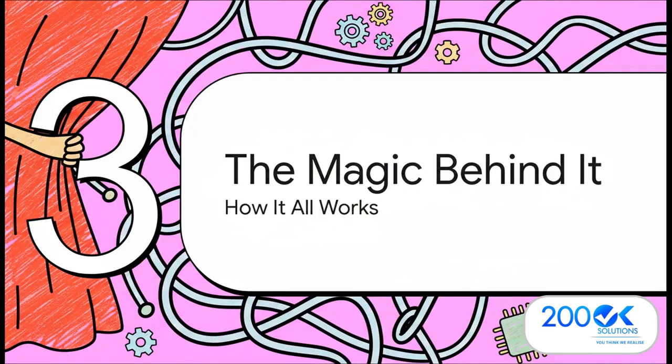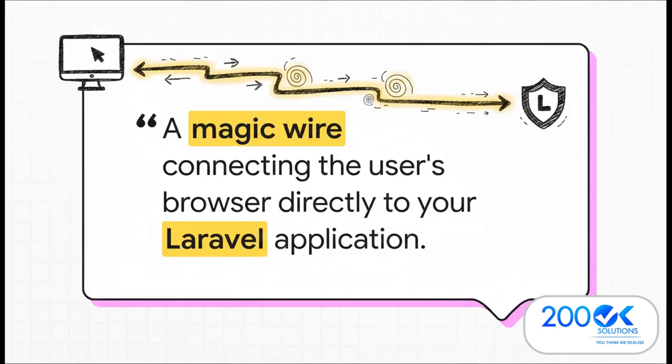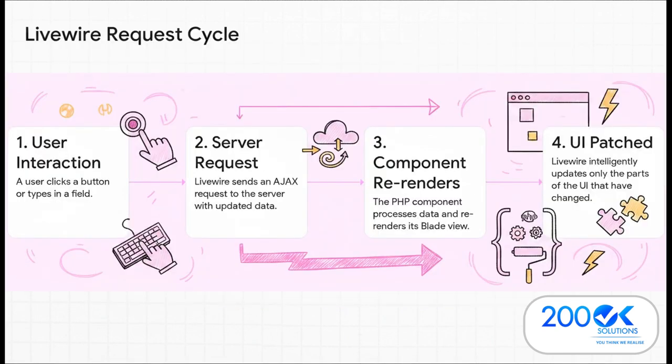Okay, I know what you're thinking. This sounds a little too good to be true, right? So how does it actually work? Let's pull back the curtain and see what's going on behind the wire. This right here is the best way to think about it. Imagine there's this invisible magic wire that connects your user's browser directly to your Laravel application. Livewire basically is that wire. It manages all the complicated back and forth communication, all the AJAX calls and responses, to make the whole thing feel instant and seamless.